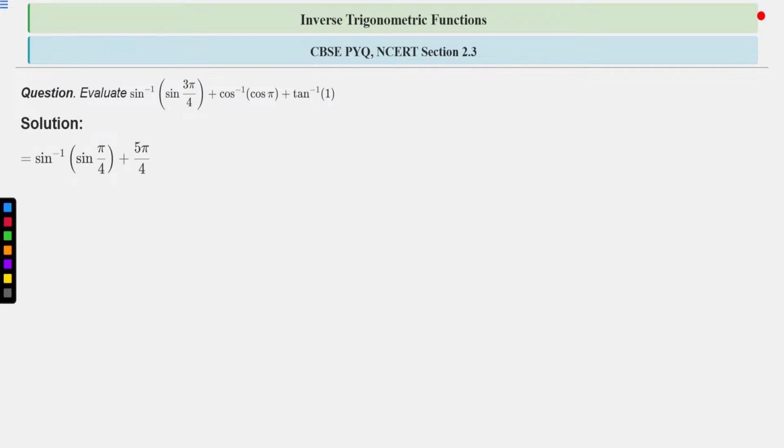Because cos inverse cos pi is equal to pi and tan inverse 1 is equal to pi by 4, right? And pi plus pi by 4 is equal to 5 pi by 4. Clear? Therefore we can further write sine inverse sine pi by 4 plus 5 pi by 4, right? Therefore it will be equal to pi by 4 plus 5 pi by 4, and after solving and simplifying this you will get 3 pi by 2 as our required answer, right? Therefore our correct answer will be 3 pi by 2, right?